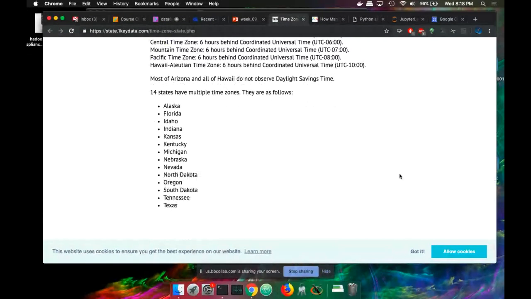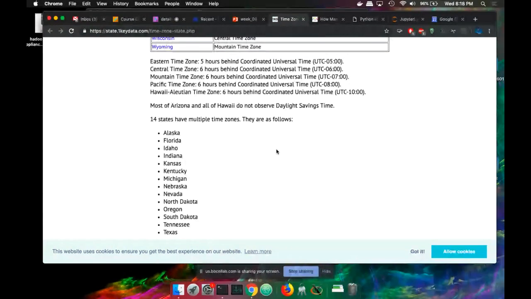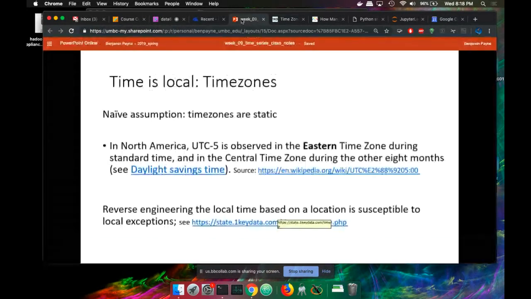14 states have multiple time zones. For Alaska, that's because it's a really big state, which sort of makes sense. But the other ones are like Michigan and Kentucky, Kansas. They just want to be weird, I guess. The state legislature probably made some pronouncement for their constituents, and I don't know why they did that. So, questions on that? That's just another gotcha when you're working with time zones. Not everyone is following the same clock.